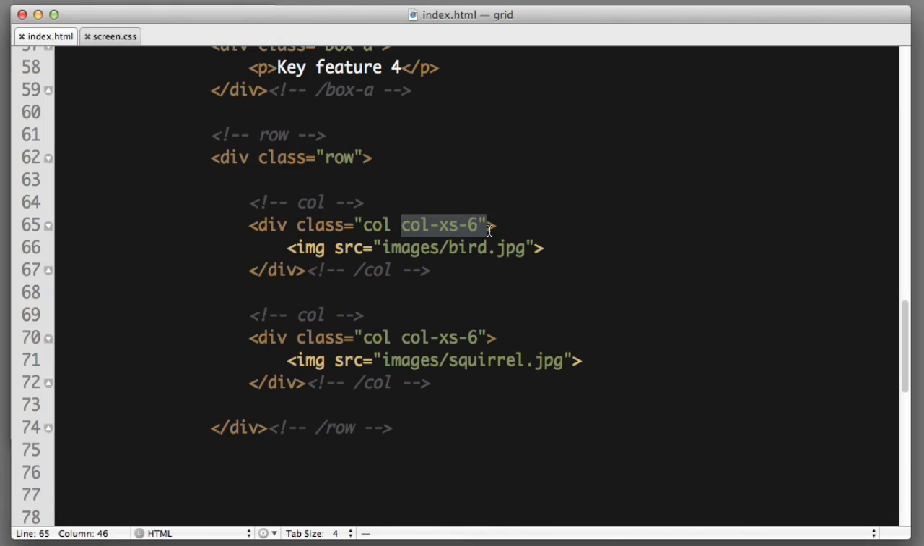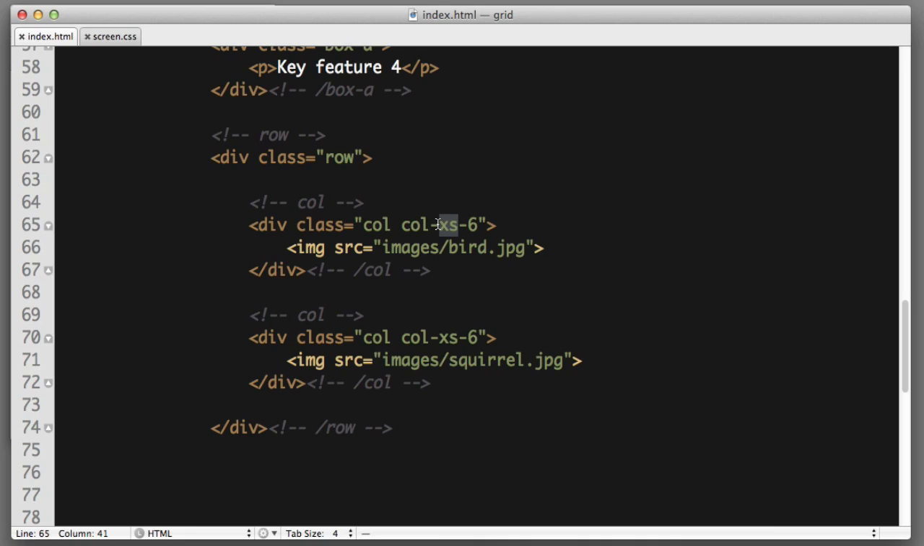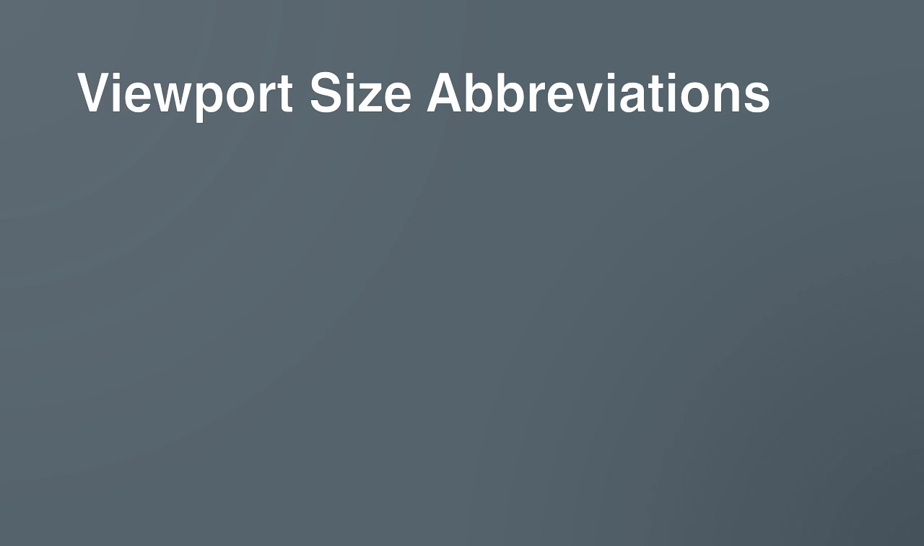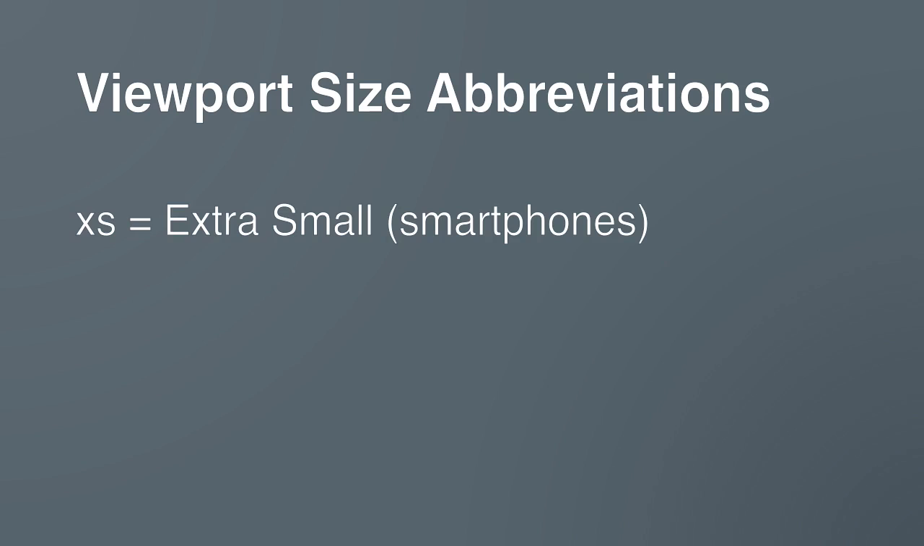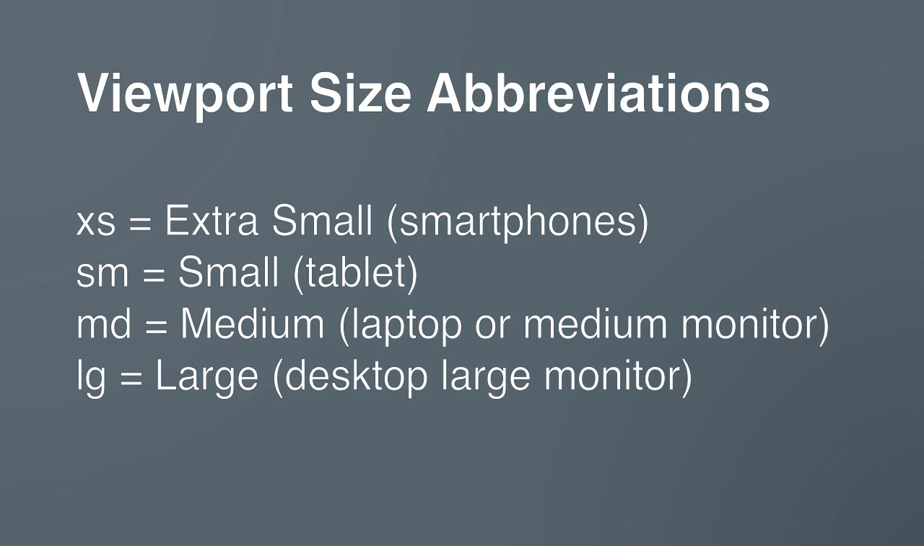Now let's review this naming scheme. Col stands for column. We'll circle back to XS in just a moment. 6 is relating to the 12-column grid. So if we want two columns, half of 12 is 6. Now regarding XS, this stands for extra small. So in my responsive grid system, I refer to smartphones as extra small or XS. I refer to tablets as small or SM. I refer to laptops as MD or medium. And I refer to large desktop monitors as LG or large.